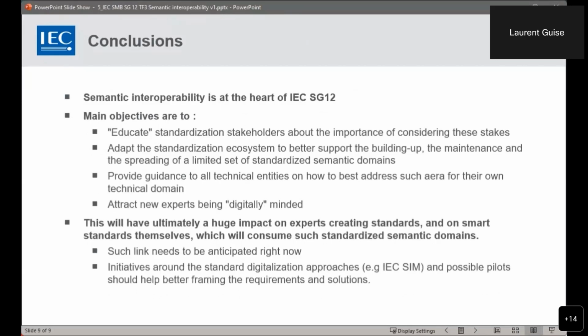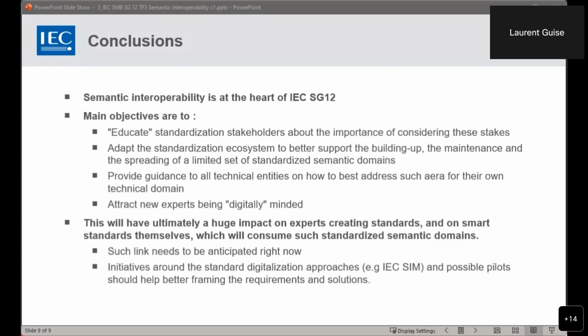And at the end, yes, the conclusion is that semantic interop is really at the heart of this IEC Strategic Group 12. We have seen that we have four main objectives: to educate the standardization stakeholders, to adapt the ecosystem, to better support it, to provide guidance to technical entities on how to best address such digitalization challenge. And we have a fourth one, which is to address new experts because they need to be digitally minded. It is not a given.